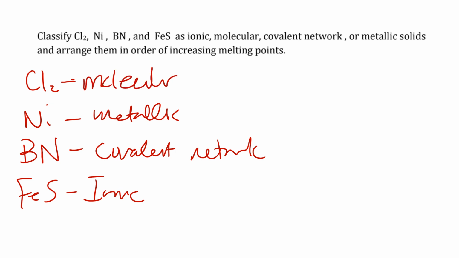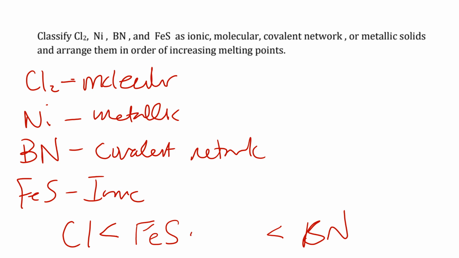So we know that molecular solids are the weakest, and we know that covalent network is the strongest. So the last two, ionic and metallic, they're about the same, right? So you can just put the FeS is similar to nickel.